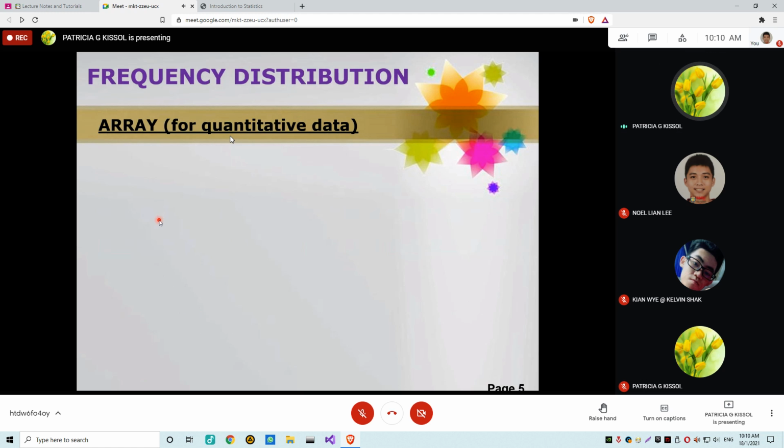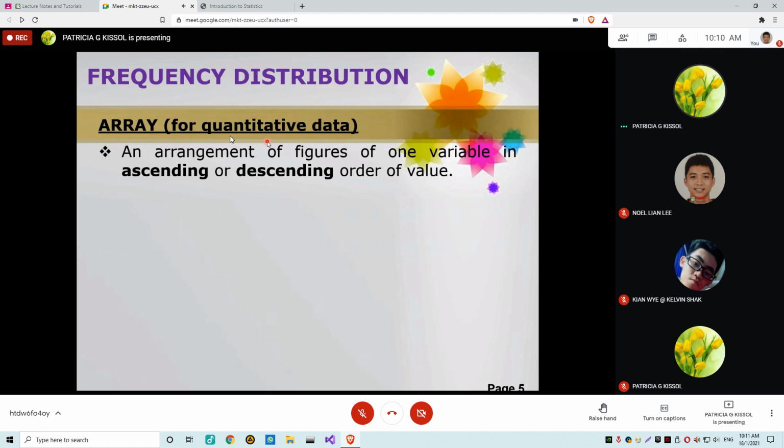So what we need to do, therefore, is to arrange the data into an array. Now, for quantitative data, we arrange the data either in ascending or descending order of value. So it's possible to arrange it either ascending or descending, but of course we always do ascending order. Just to remind everyone. You can do descending, you'll still get the same values basically, but preferably do it in ascending order.